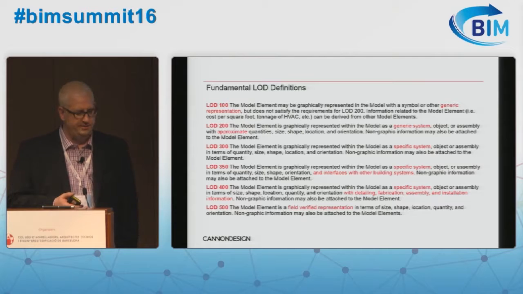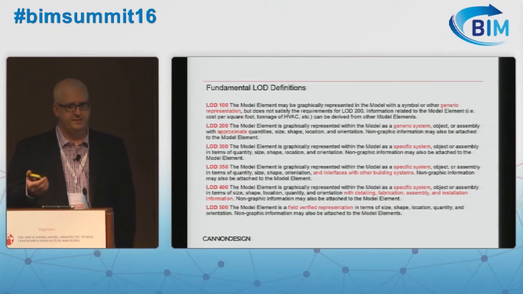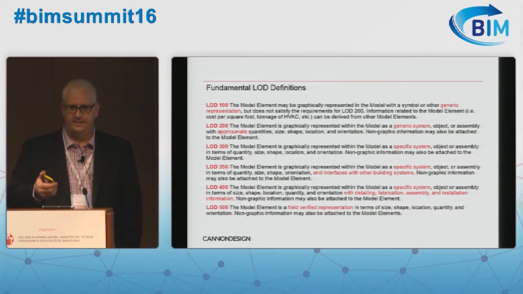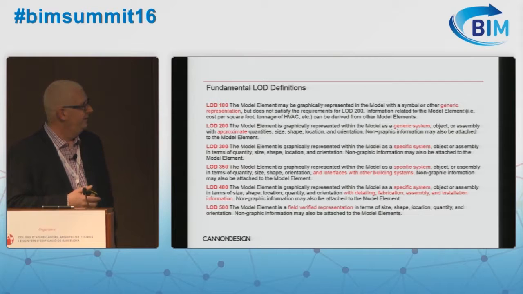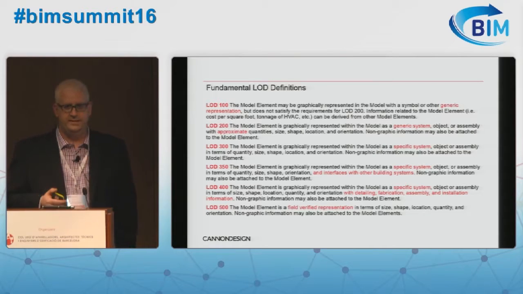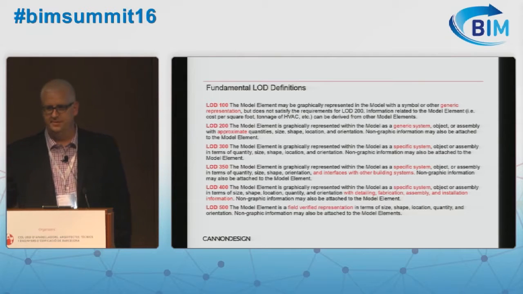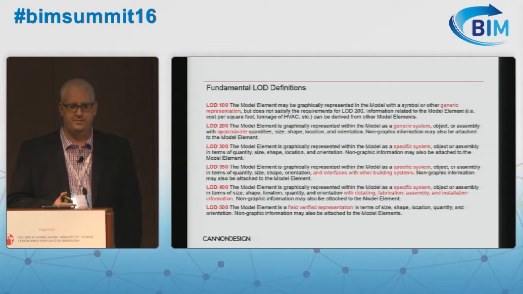As we move into 200, we get into a generic system. Now we're talking about being able to recognize a door, a wall, a mechanical element, a plumbing fixture, a light fixture. And it comes with the notion that it's an approximate quantity, size, shape, and location. I know that something's here, but I'm still designing it. I'm still engineering it. I'm still figuring out how much of it there is. It's still something that's in flux.